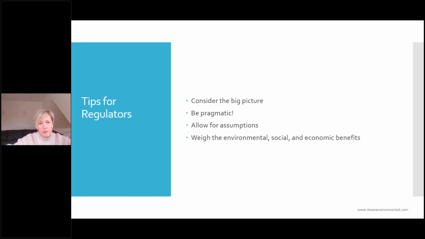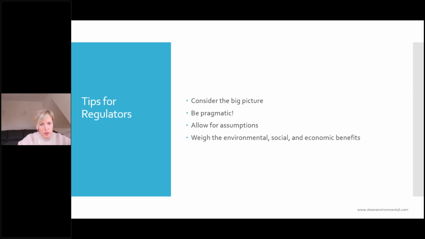And lastly, for regulators, I think regulators need to take a step back and see the big picture when they're considering remediation options and what they're willing to accept for closure. I think it's really important to be pragmatic, especially when we're dealing with remote sites where we're almost certain the land is never going to be developed, or no one's ever going to install a drinking water well. We need to be pragmatic in that, especially when we're thinking about our future land use.